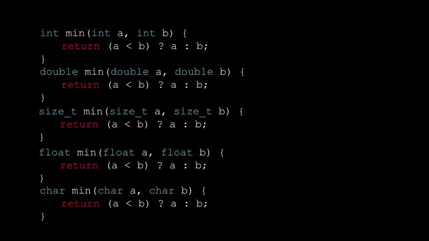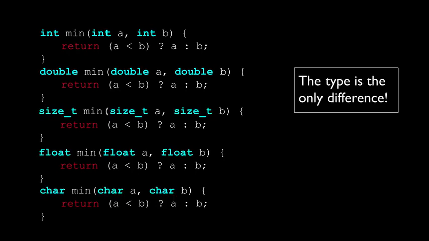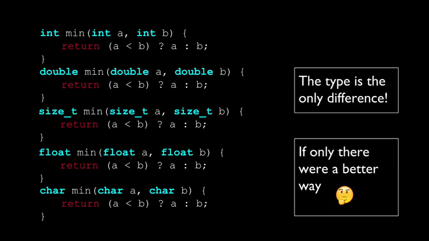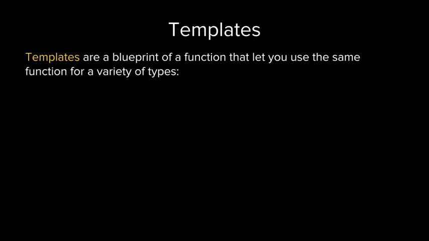Okay, so the main difference, if you look at it, is just the type, right? It seems like the type is the only thing that changes between these functions. So if only there were a better way to do this sort of blueprinting of a function with some sort of generic type. And that's kind of the idea of templates in C++. Templates are really just a blueprint of a function that lets you use this exact function for different types.